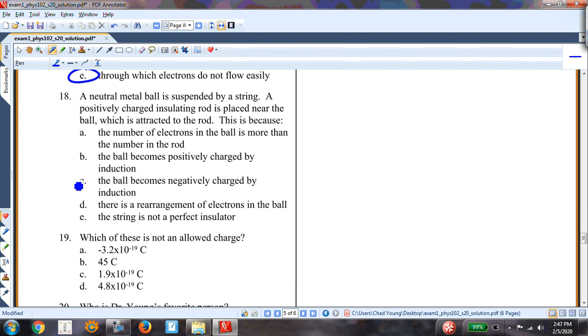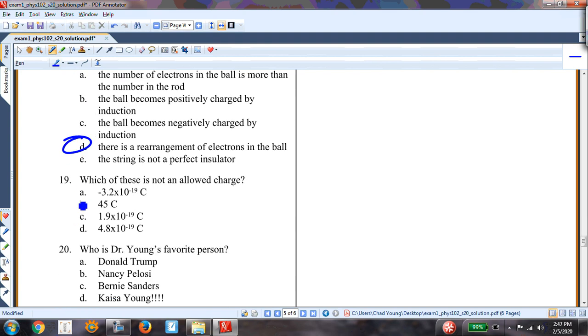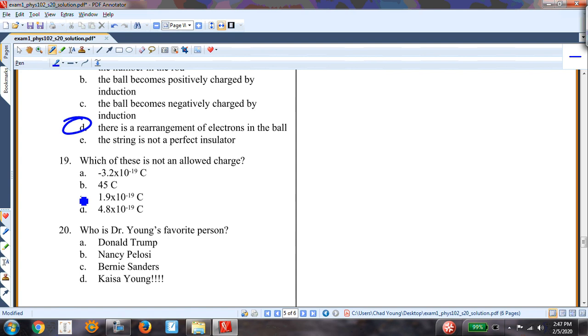Neutral metal ball. Boy, we've had several of these. There's a rearrangement of electrons in the ball, which is not allowed charge. Okay, well, the fundamental unit is 1.6 times 10 to the minus 19. So this would be like 1 proton plus a little bit extra.